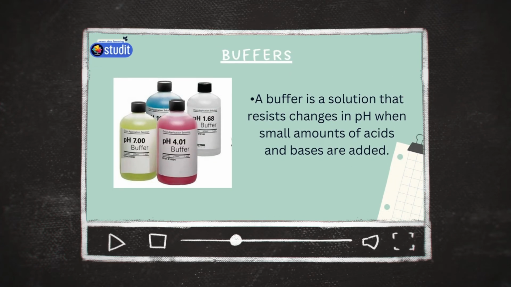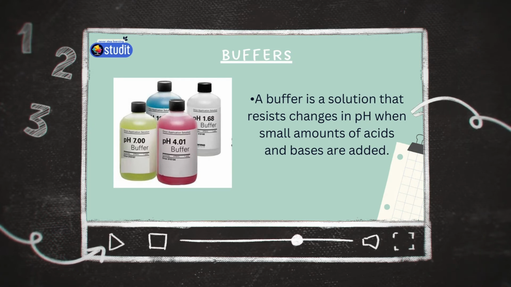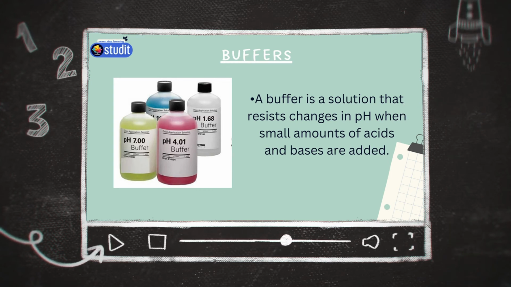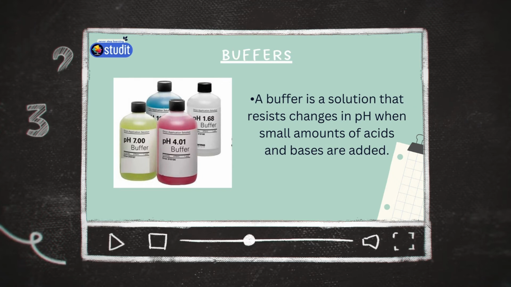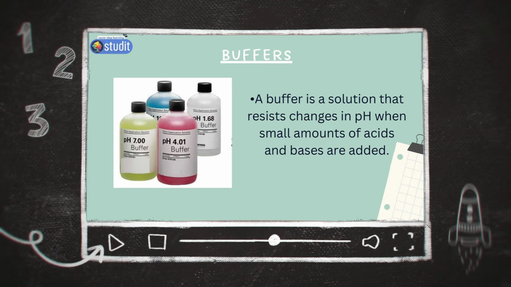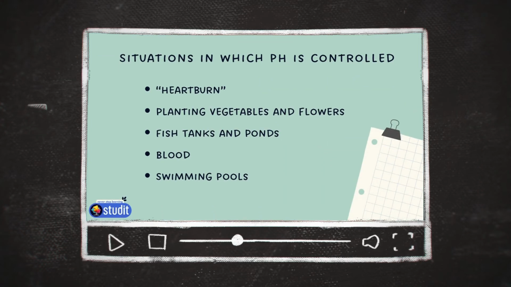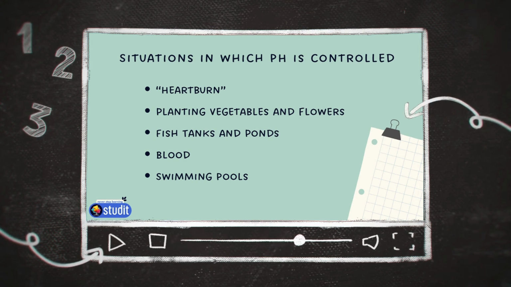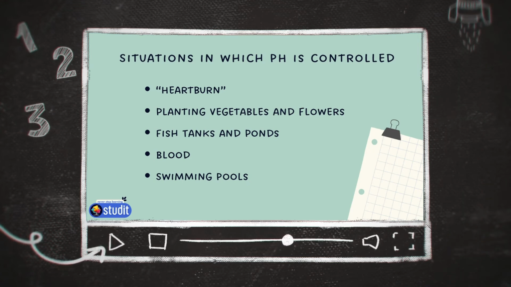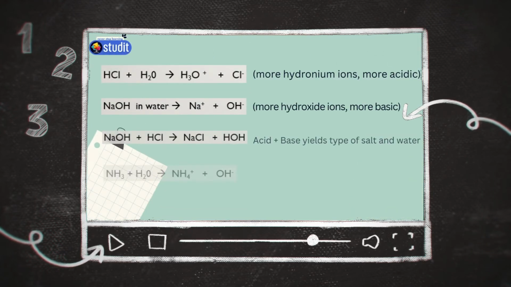There are also buffers. We use some solutions as buffers to resist changes in pH while small amounts of acids and bases are added. For example, rainwater having acidic components is acidic in nature, so we can add a buffer to change the pH to 7. Then we can use it as normal water. See some situations in which pH is controlled, like heartburn. When our heart burns due to acidity, we use an antacid to maintain the pH. Others include planting vegetables and flowers, fish tanks and ponds, blood, and swimming pools.